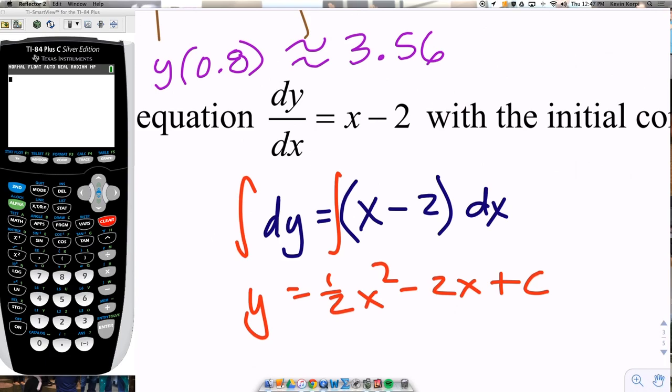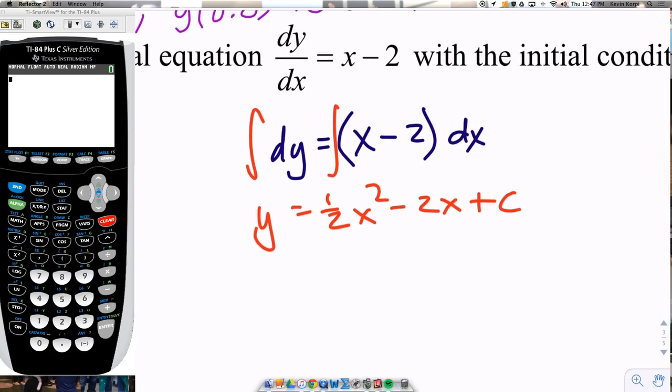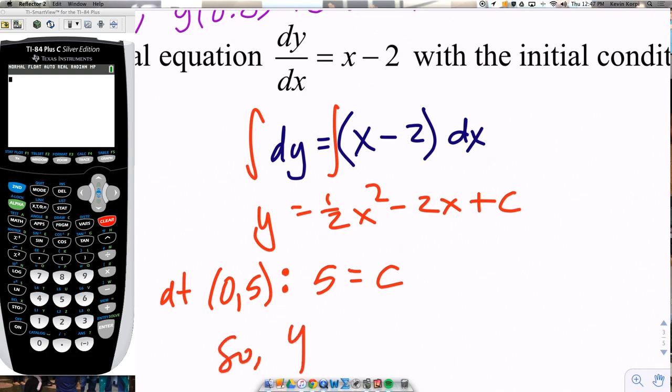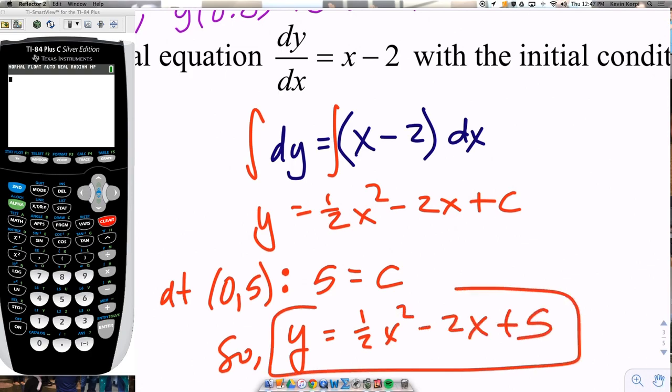There's your general solution. So at the point 0.5, make sure you're indicating that you're plugging in. At 0.5, you get 5 equals c. So, a great transitional word. y equals 1/2 x squared minus 2x plus 5. There is your particular solution.